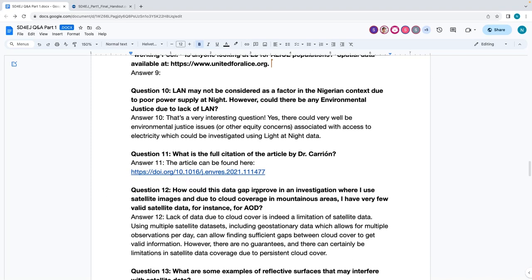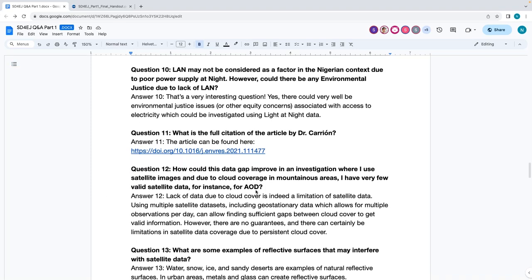Light at night may not be considered a factor in the Nigerian context due to poor power supply at night. However, could there be any environmental justice due to lack of light at night? Which is a really interesting question. I am not aware of any studies, but absolutely, I'm assuming lack of access to electricity could be investigated using that data. No lights at night have been used to analyze lack of electricity following disasters as well.